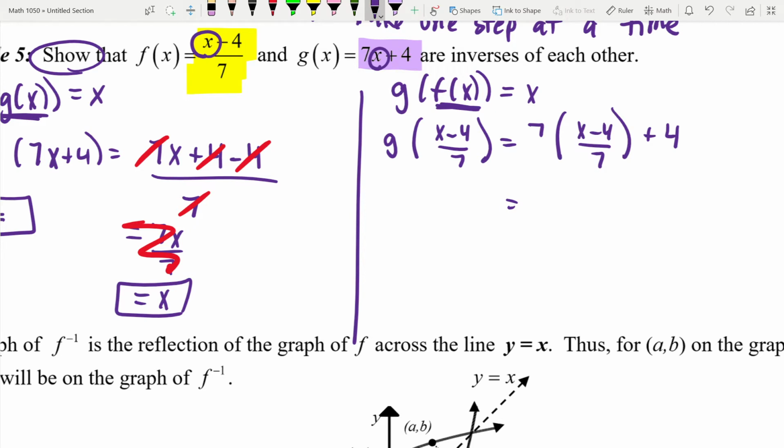Everybody in the room tell me, can I cancel my 4s? No, because this is a 4. This is really a negative 28, right? Plus it's tied to the x. So I can't cancel the 4s, but what can I cancel? The 7s. So we're just going to do the 7s. And now we have x minus 4 plus 4. And now my 4s cancel. And now I get an x. Okay? They're only going to be equal to x, you guys, if they are truly inverses. If they're not inverses, you won't get an x.